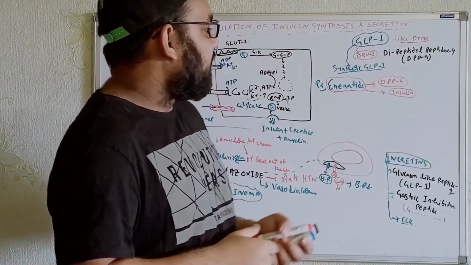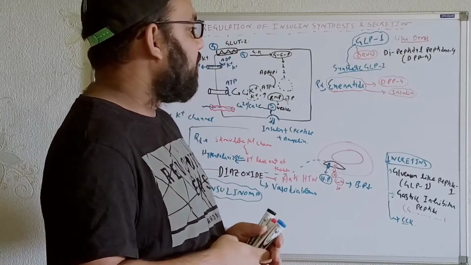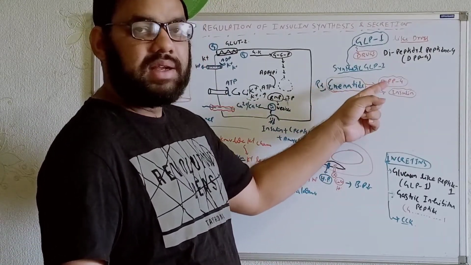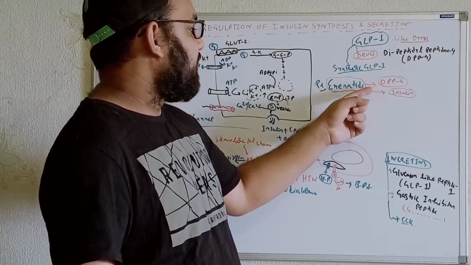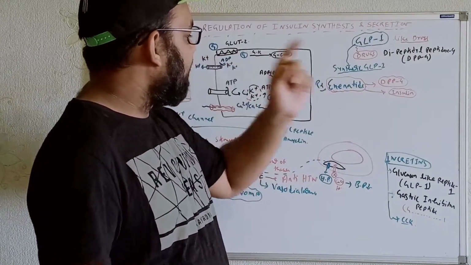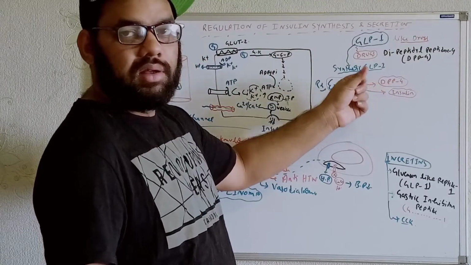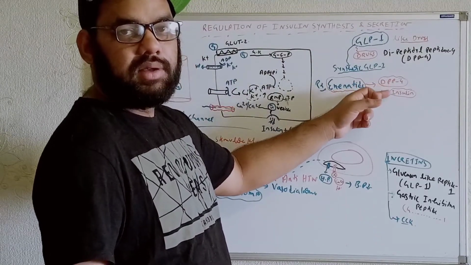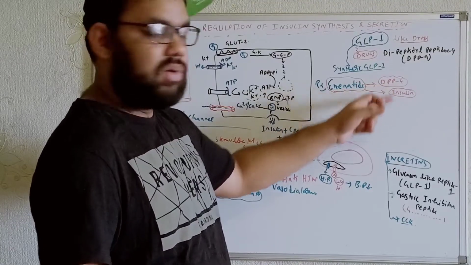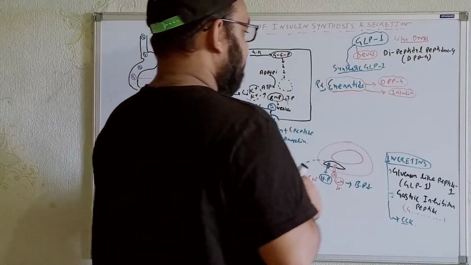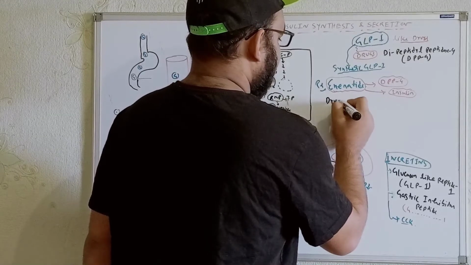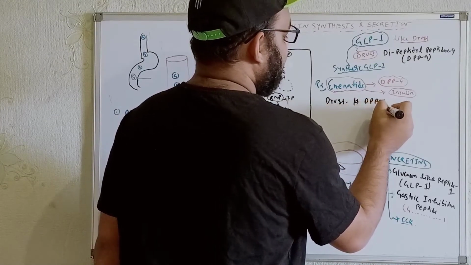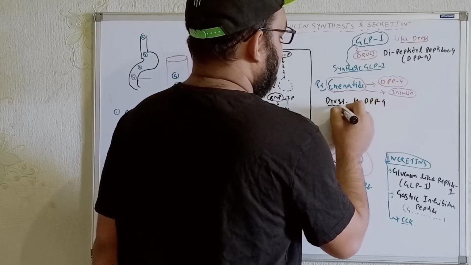Now another kind of drug: if you can develop any kind of drug that will inhibit this enzyme, let me repeat it once again, that will inhibit dipeptidyl peptidase 4. So let's write it over here: the drugs inhibit the DPP4, that means dipeptidyl peptidase 4.